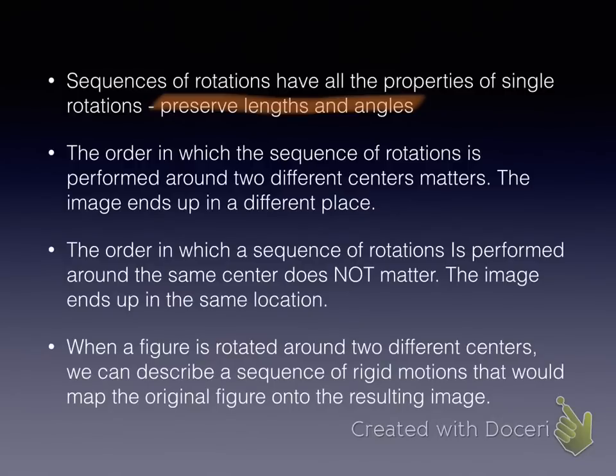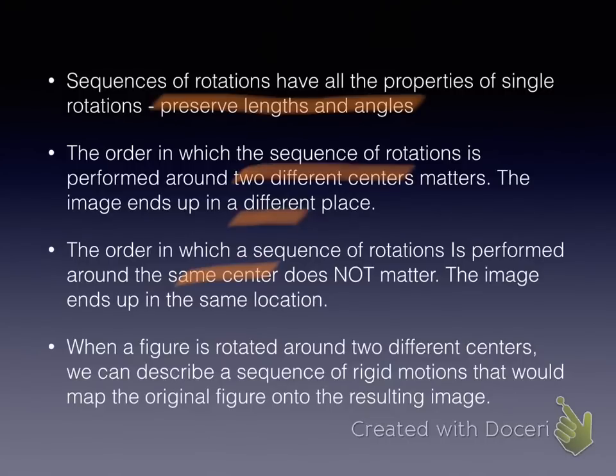Secondly, the order that we do a sequence of rotations around two different centers matters. The image will end up in a different place depending on the order that we do it in. But if we're going around the same center, the order that we do it does not matter. We can do two rotations or three or more. The image will end up in the same location on the plane, regardless of what order we do the rotations in, as long as it's around the same center.